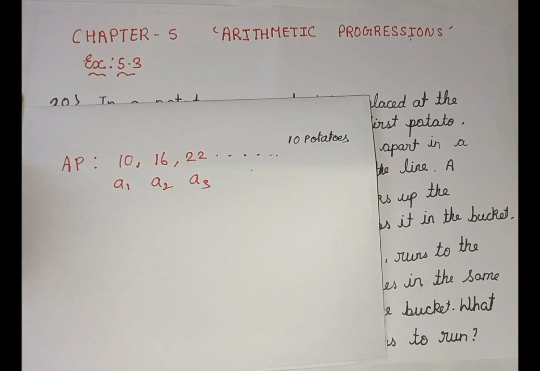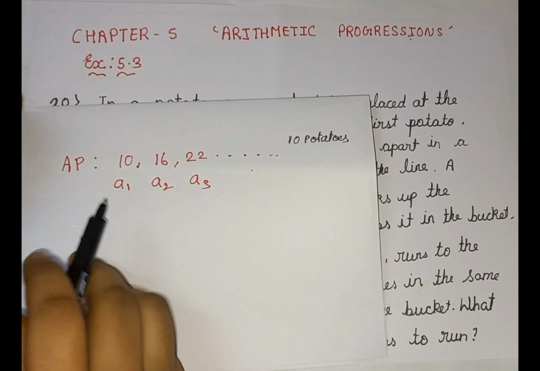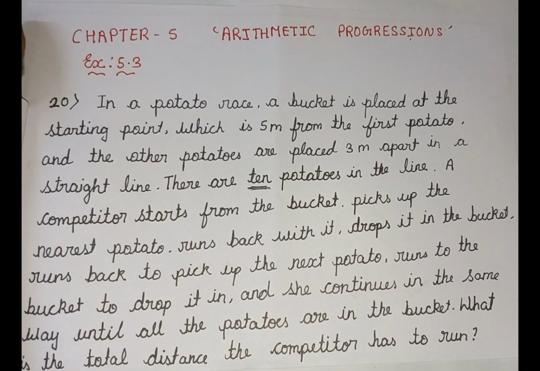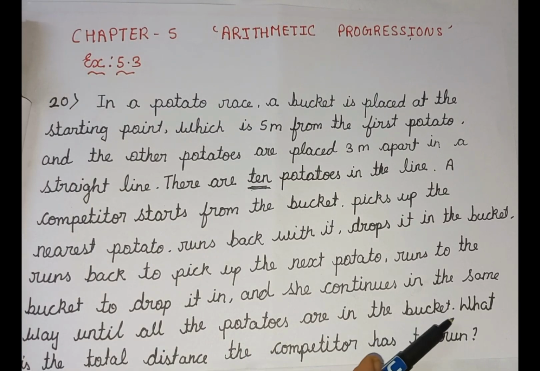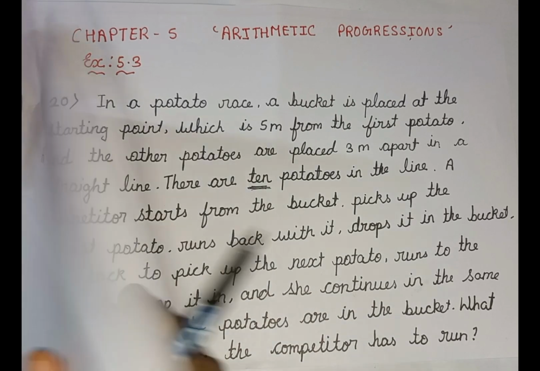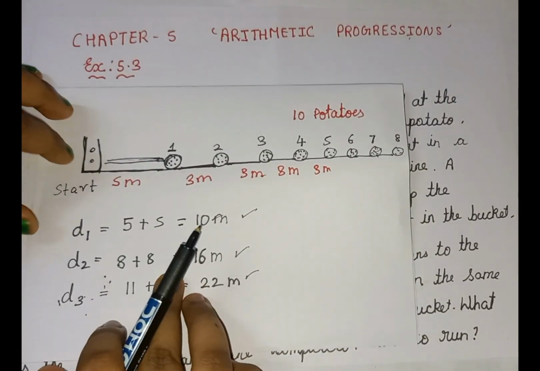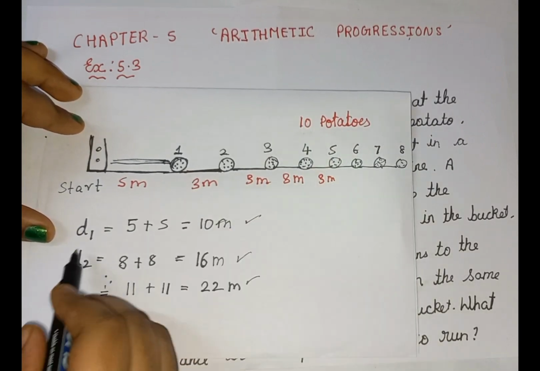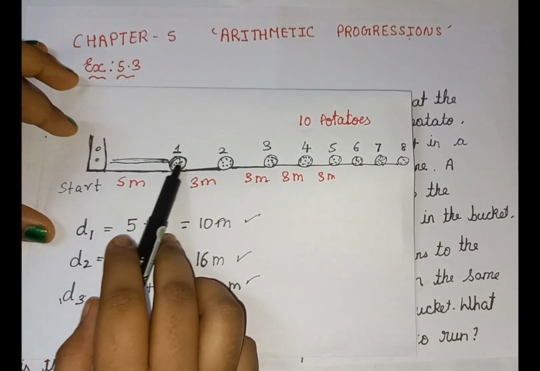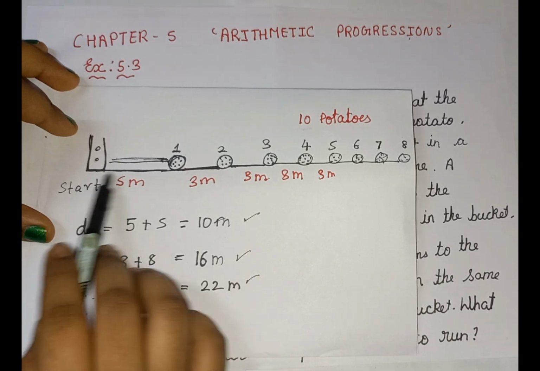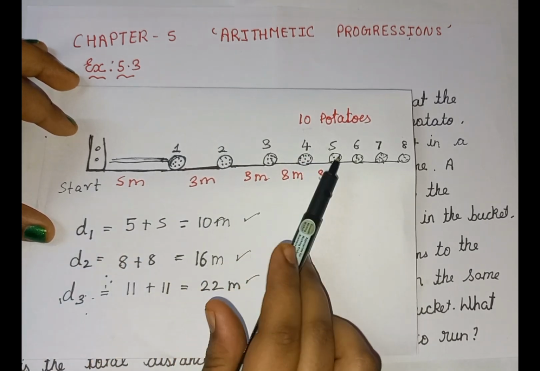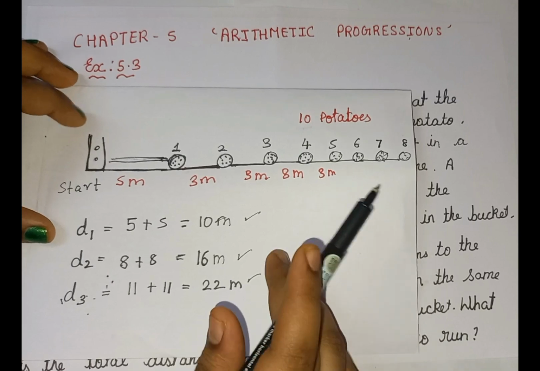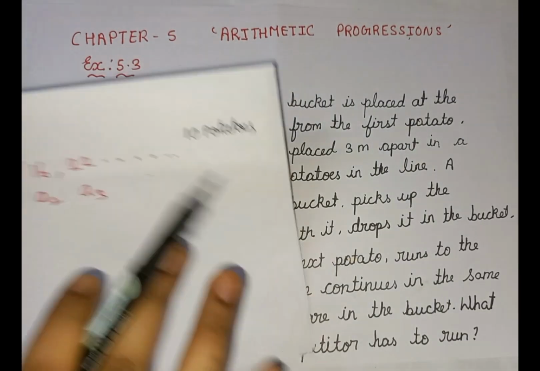Here you guys might be wondering, so now we formed an AP, isn't it? So what are we supposed to find according to the question? According to the question, we are supposed to find what is the total distance the competitor has to run. So we are supposed to find the total distance. How? So here you can see we have 10 potatoes, right? We just found the distance till first potato, second potato and third potato. We didn't find for 4th, 5th, 6th, 7th, 8th, 9th, 10th. It is literally hard to find distance like that, isn't it?